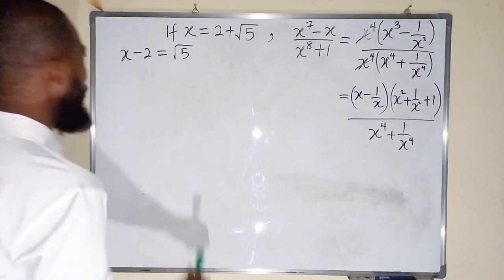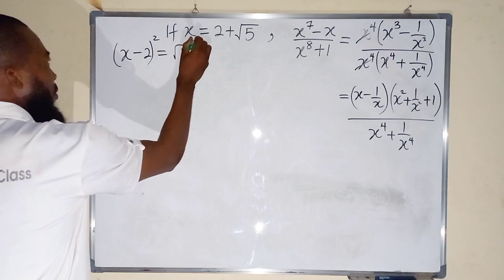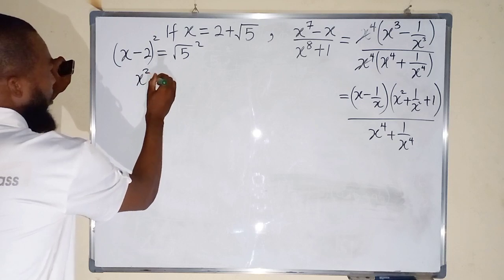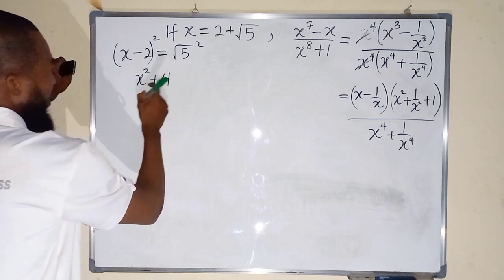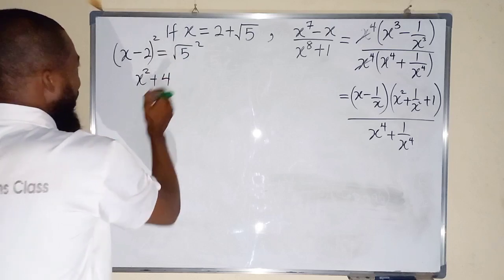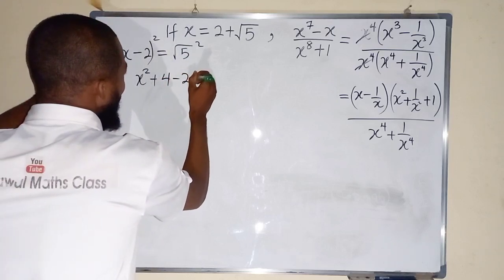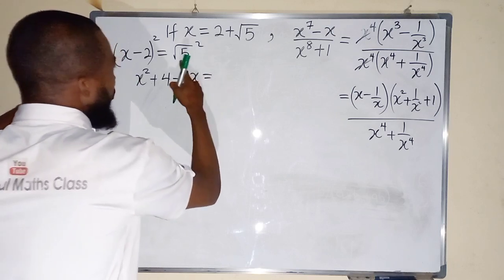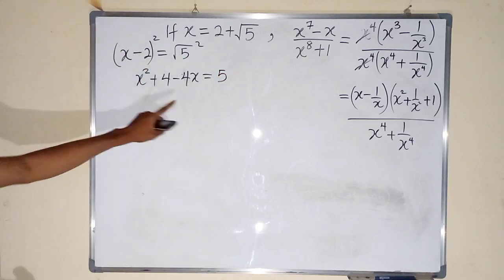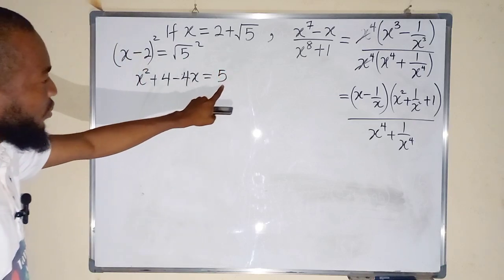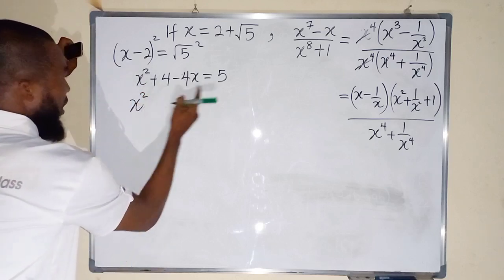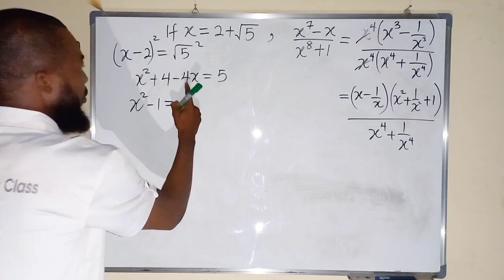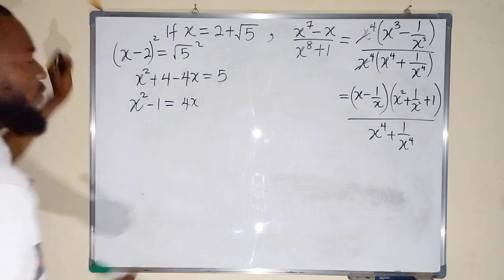Next, let us square this equation. Square the left hand side, square the right hand side. On the left hand side, first term squared, x squared, plus second term squared, 2 squared is 4. Then 2 times the first term times the second term, 2 times x times negative 2 will give us negative 4x. And this is equal to 5. Now let us take this 1 to the right and bring this 5 to the left. We have x squared, and 4 minus 5 is negative 1. This is equal to 4x as it crosses over.